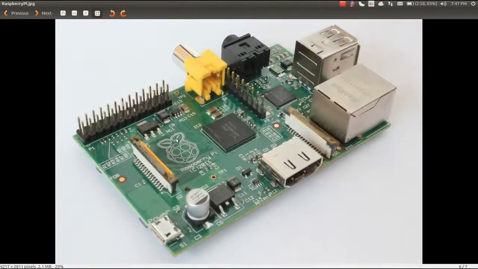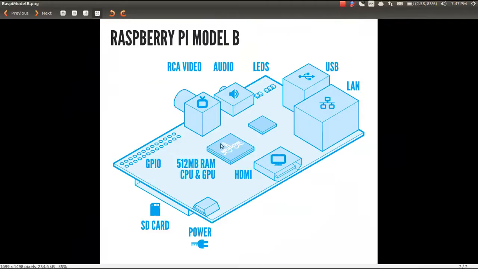Here is a recent example of an embedded system. This is a Raspberry Pi, a credit card sized board. On the Broadcom system on chip, it has an ARM11 microprocessor, a GPU, a 512 MB RAM. Here are the GPIO, that is general purpose input output pins, audio jack, LEDs, 2 USB ports, 1 Ethernet port, 1 HDMI port for new monitors, RCA video jack for old monitors.